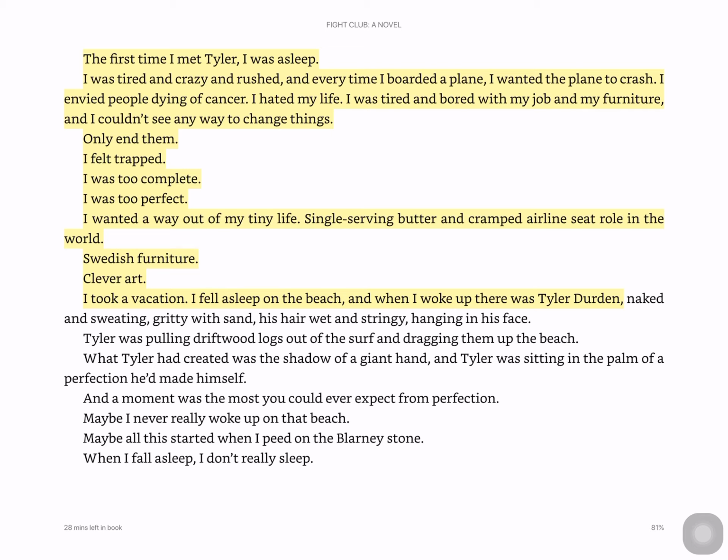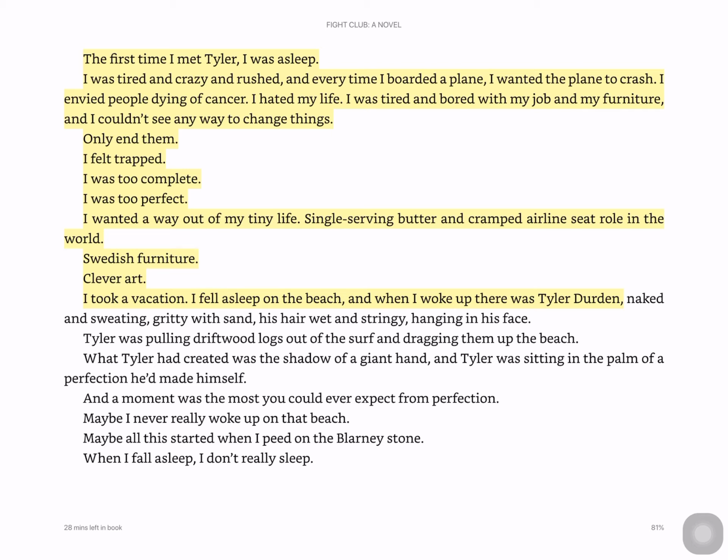"I was tired and crazy and rushed, and every time I boarded a plane, I wanted the plane to crash. I envied people dying of cancer. I hated my life. I was tired and bored with my job and my furniture, and I couldn't see any way to change things. Only end them. I felt trapped. I was too complete. I was too perfect. I wanted a way out of my tiny life. Single-serving butter and cramped airline seat role in the world. Swedish furniture. Clever art. I took a vacation. I fell asleep on the beach, and when I woke up there was Tyler Durden, naked and sweating, gritty with sand, his hair wet and stringy, hanging in his face."